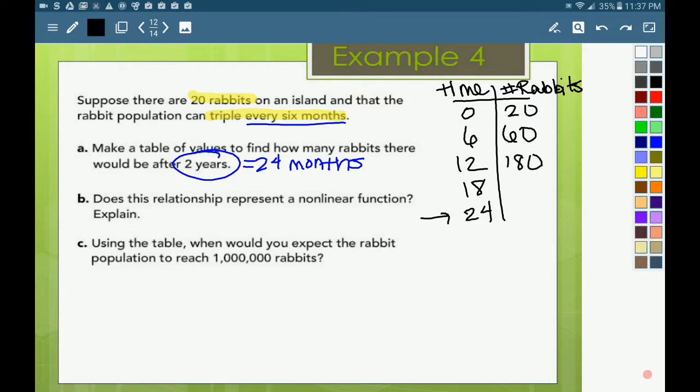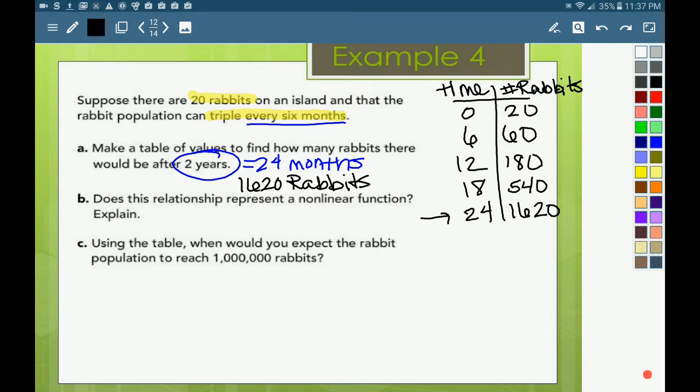I need to, again, triple 180 because I have another 6 months that goes by. That's 540. And then I need to triple that again, which is 1620. Okay, so for part A, I can say there are 1,620 rabbits after 2 years.